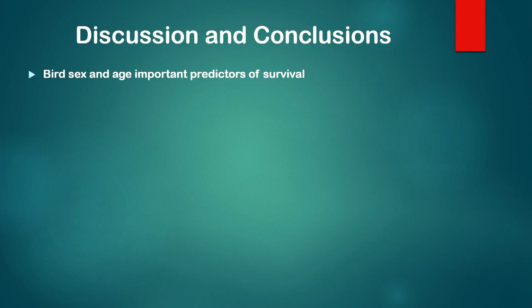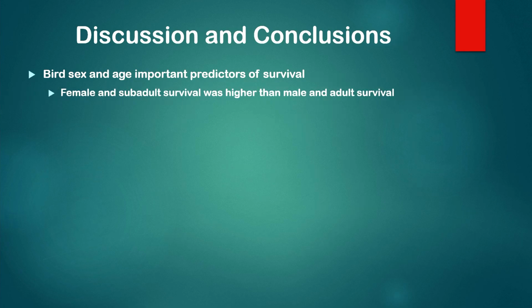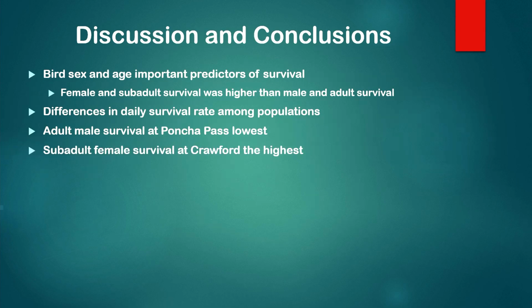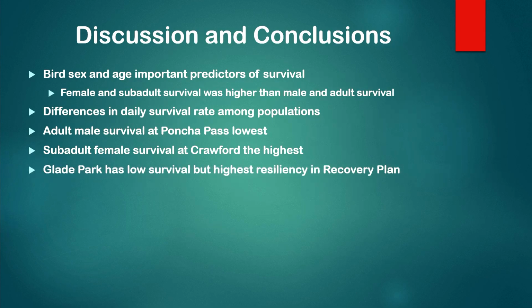Within discussion and conclusions, I'll wrap this up. Sex and age were important predictors of survival overall and with translocated birds. Female adult survival was higher than male adult survival, and likewise for female subadult survival. There were differences in daily survival rate among populations, so it depends on where you take them. Adult male survival at Poncha Pass turned out to be the lowest that we estimated, and the subadult female survival at Crawford was the highest that we estimated. And so that gives you a big general idea there.